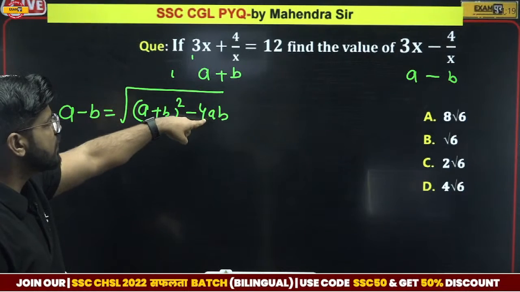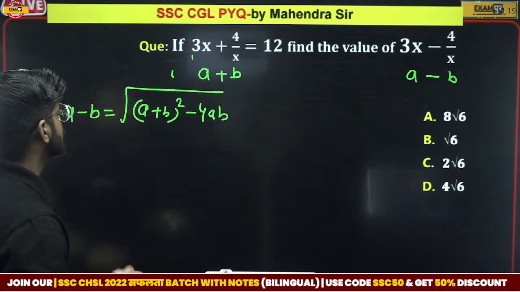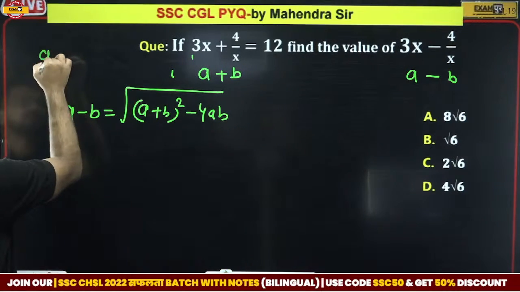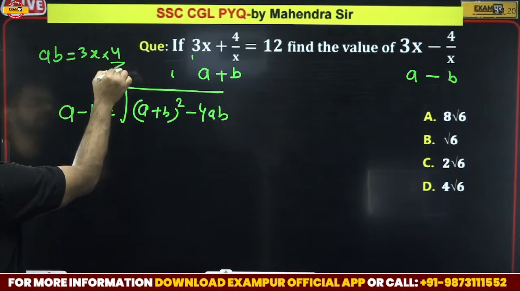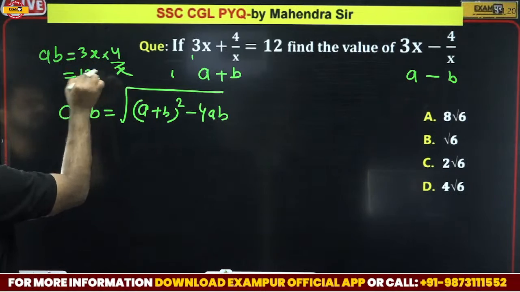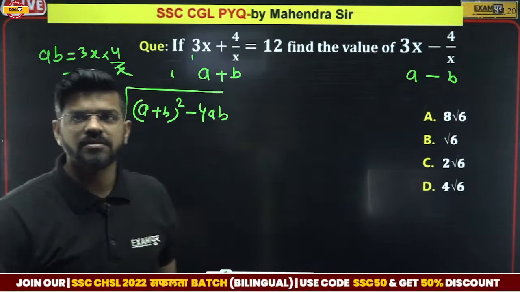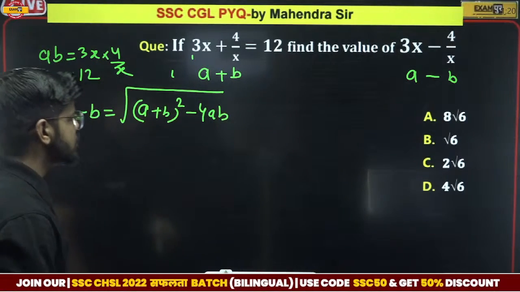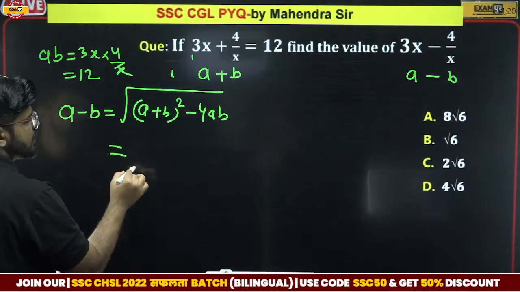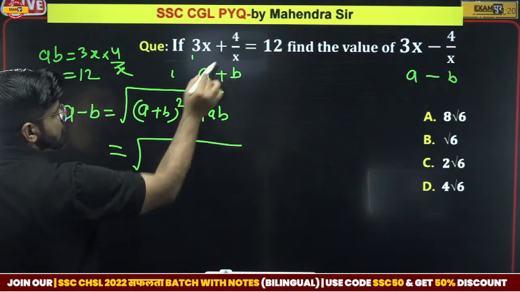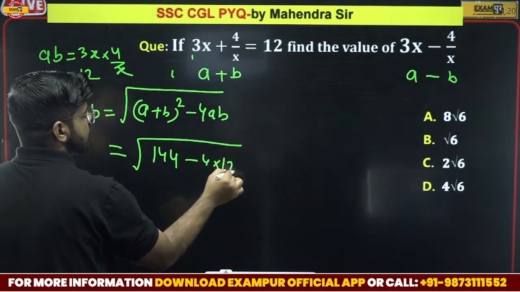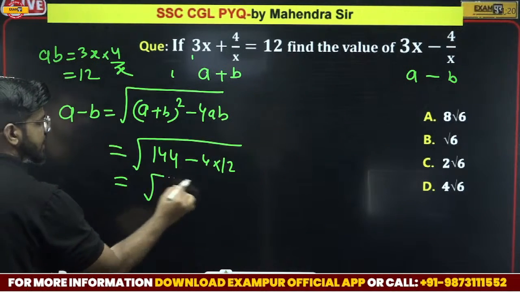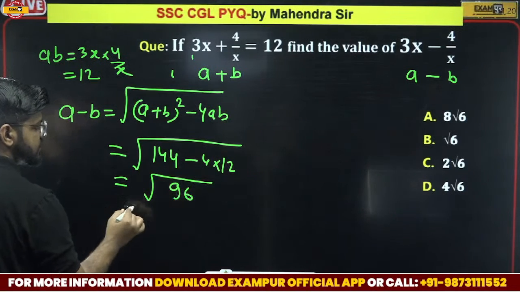Clear? So we have a plus b already. We just have to calculate ab. So what is ab? ab is 3x multiplied by 4 by x. That is nothing but 12. Just put the value and get the answer. So under root a plus b whole square, that means 144 minus 4 into 12, that means 48. So we are getting here under root 96.